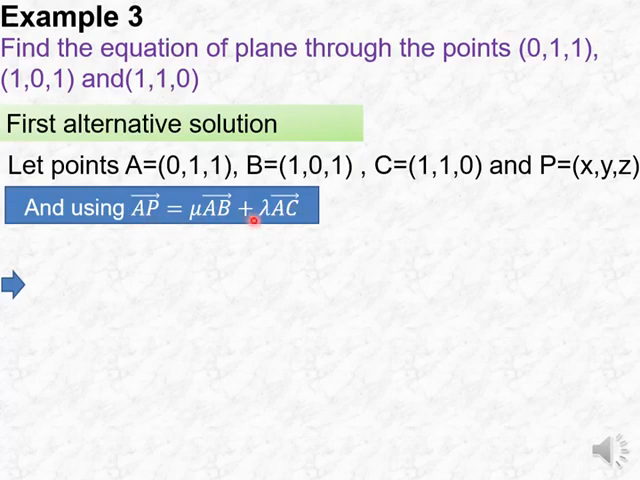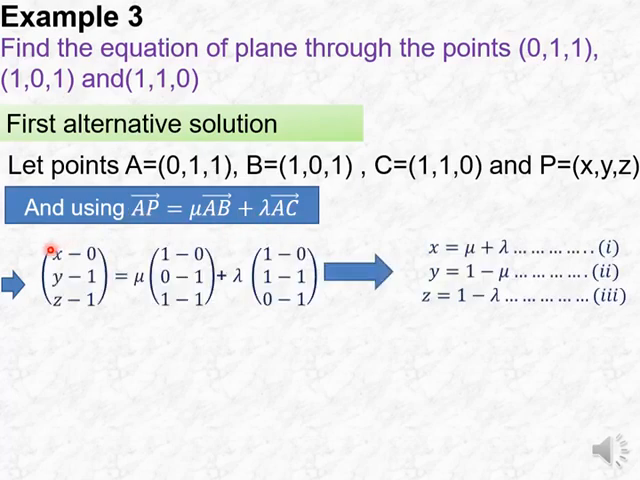So if we simplify this expression, where there is AP, we substitute there OP minus OA, and where there is AB, we put here OB minus OA, and where there is AC, we put there OC minus OA, and then we simplify.